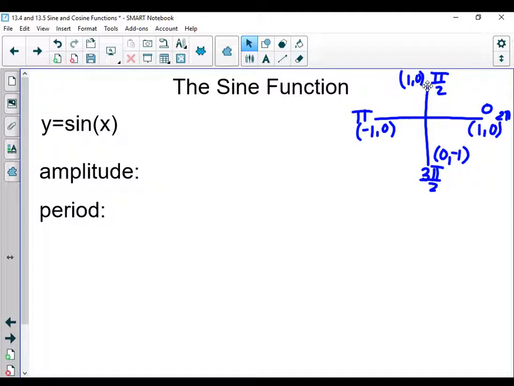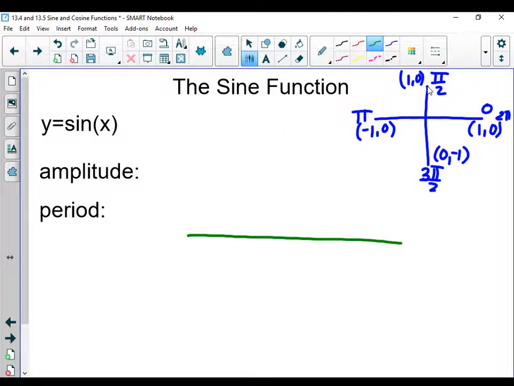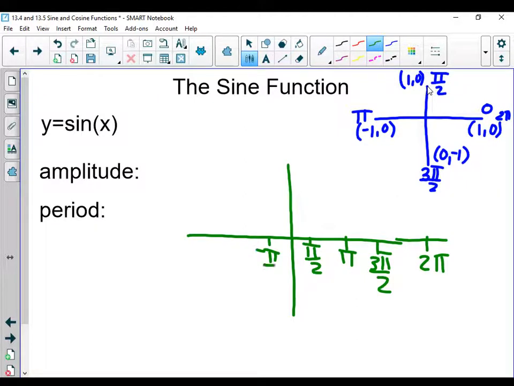Okay, and for the parent function, we're going to set up our x and y axis the same for both sine and cosine. So I'm going to set up my x and y axis using pi over 2, pi, 3 pi over 2, and 2 pi. Just like those are the spots that I picked on that circle as well. I'm just going to go backwards with those same amounts, but negative.